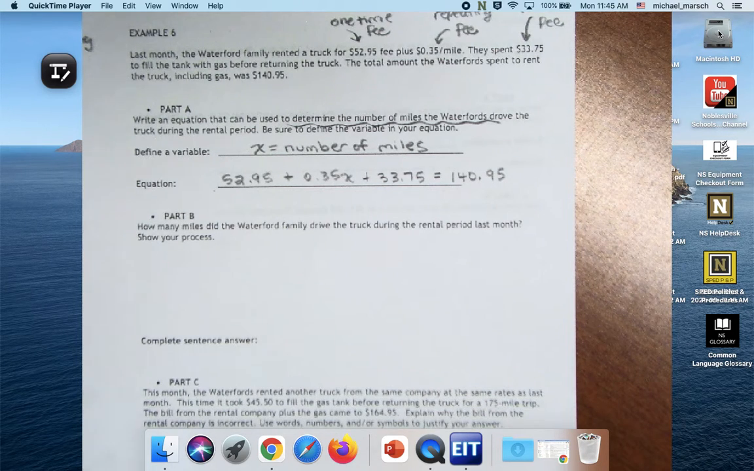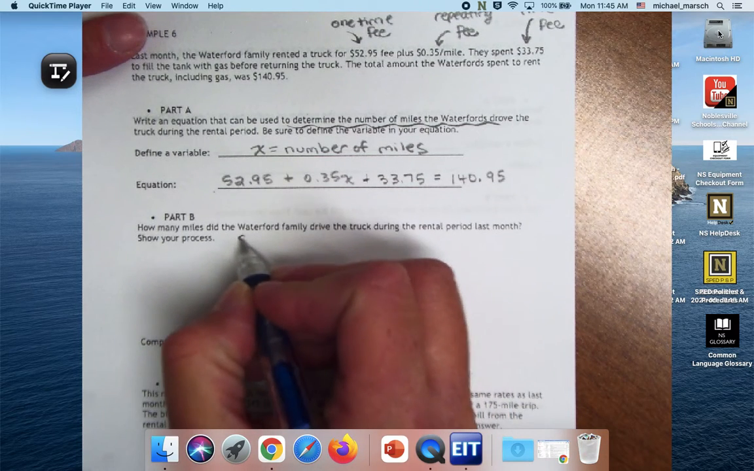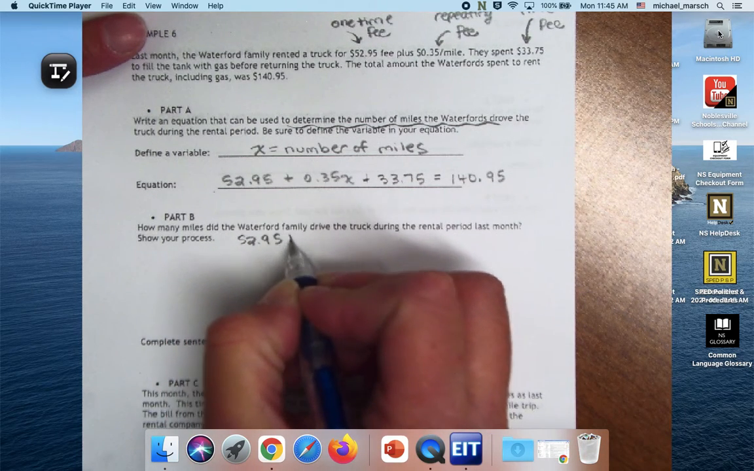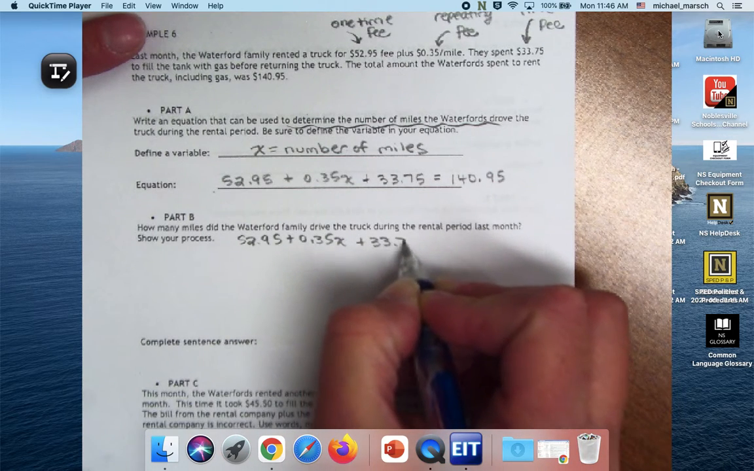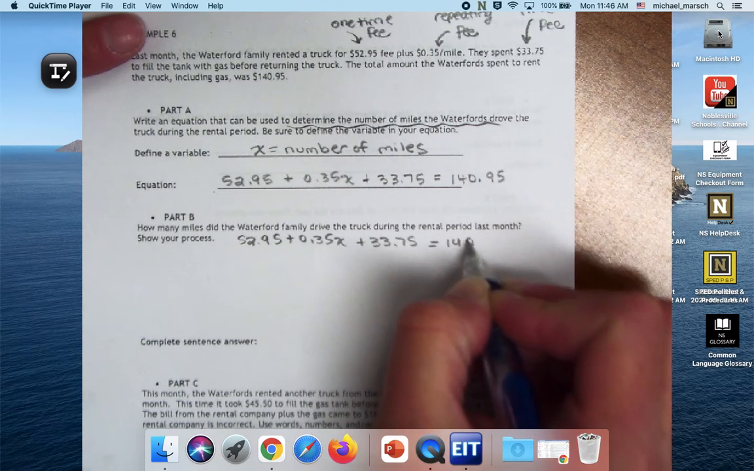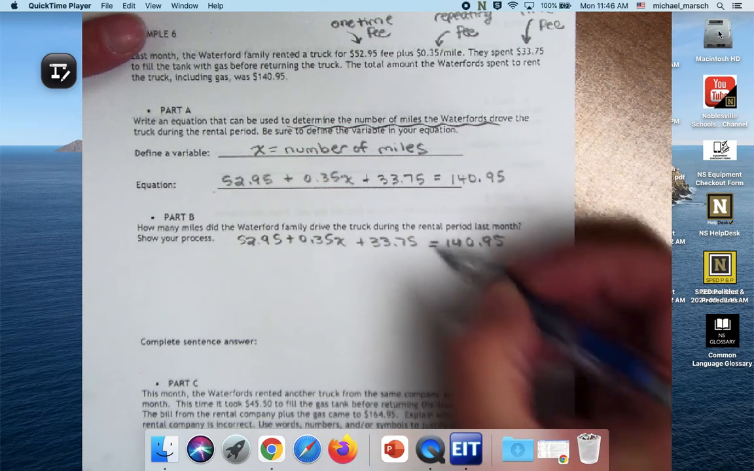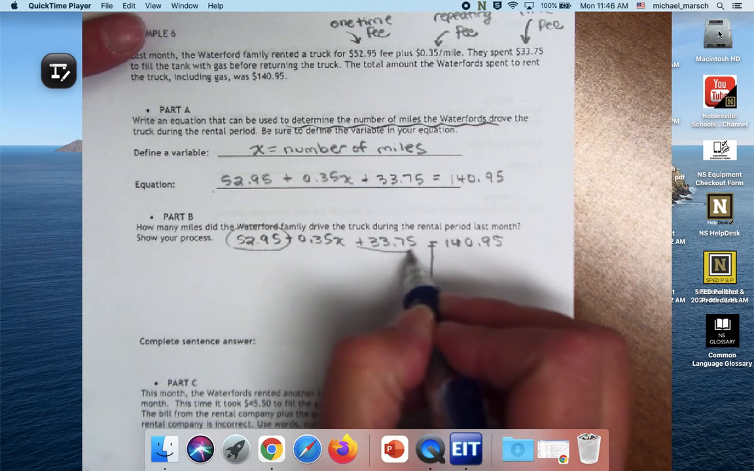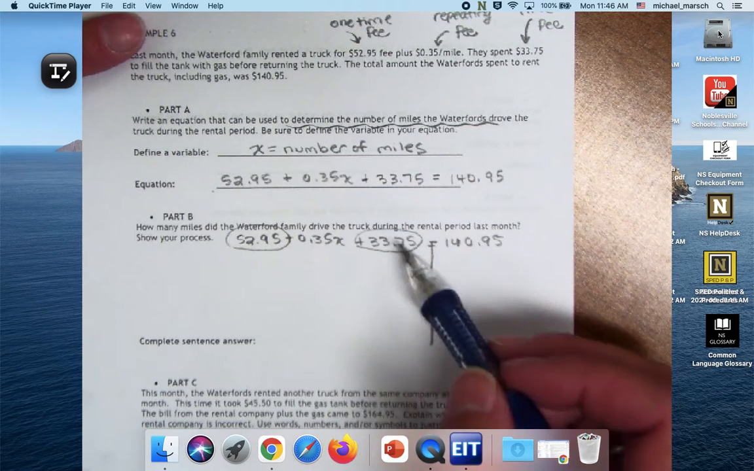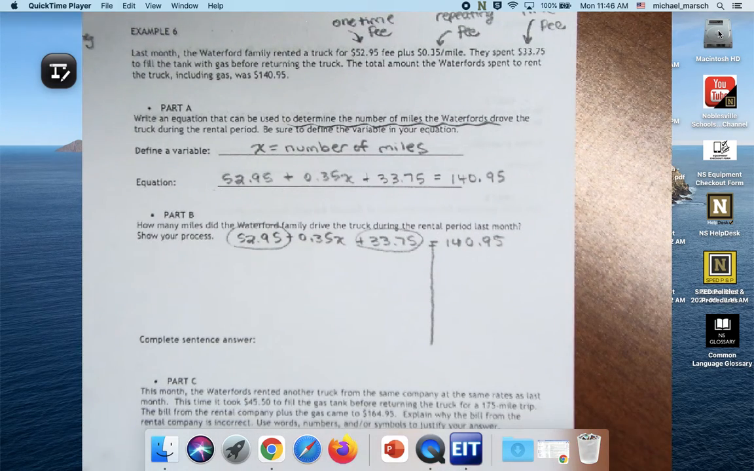All right, so let's figure out how many miles they drove. We've got our like terms. Remember, they're on the same side, so we combine them. We don't have to use our inverse operations here.